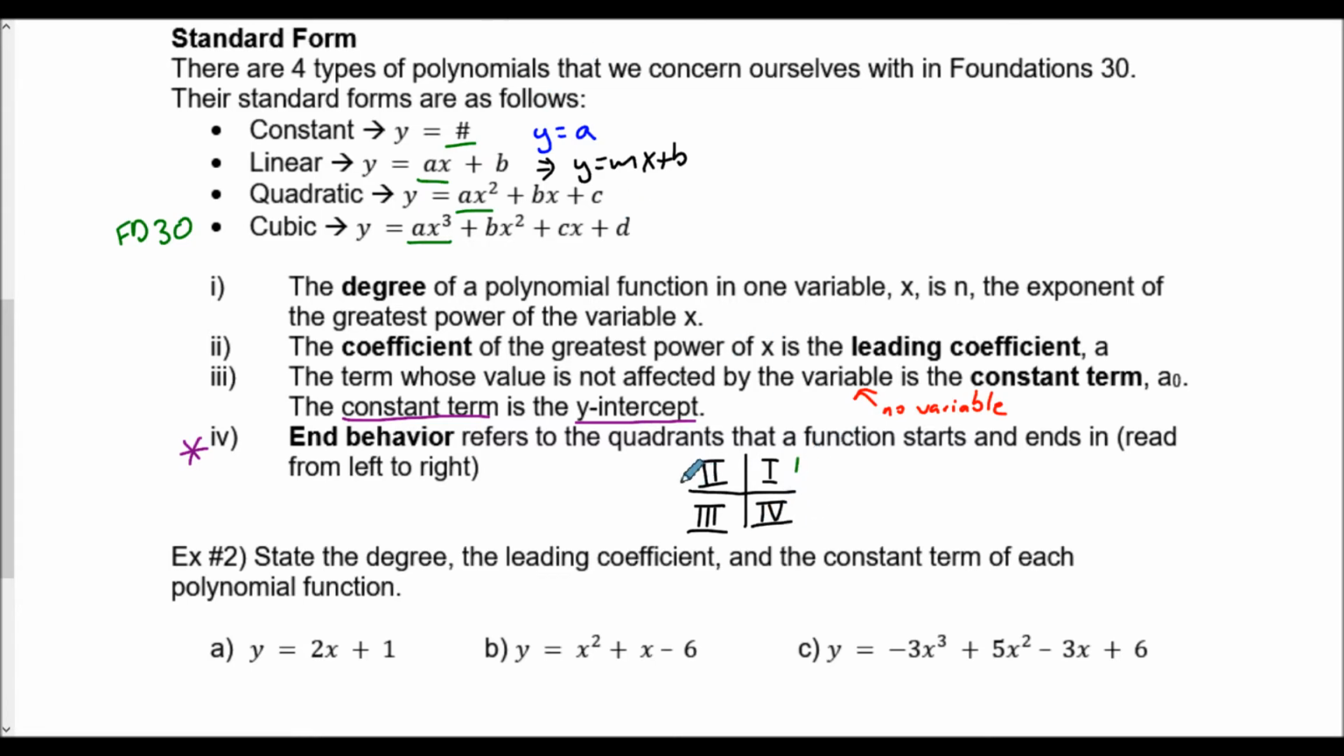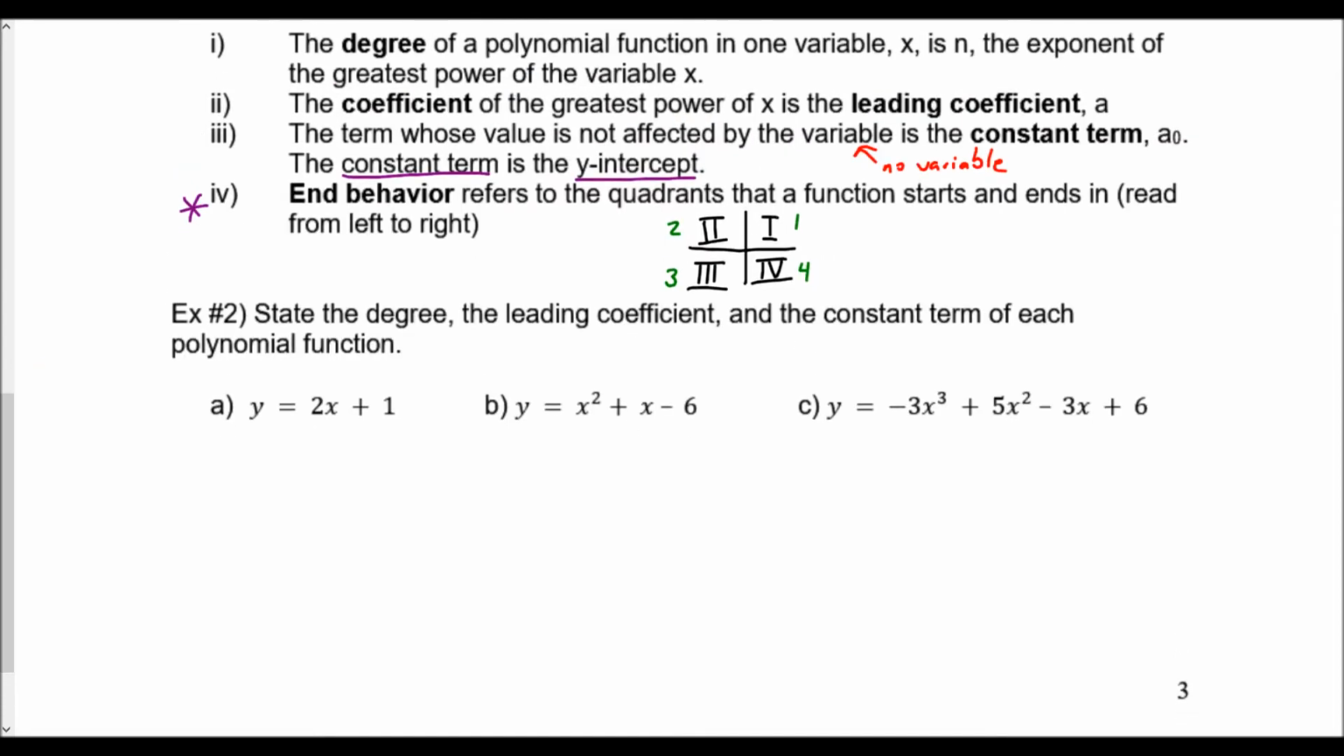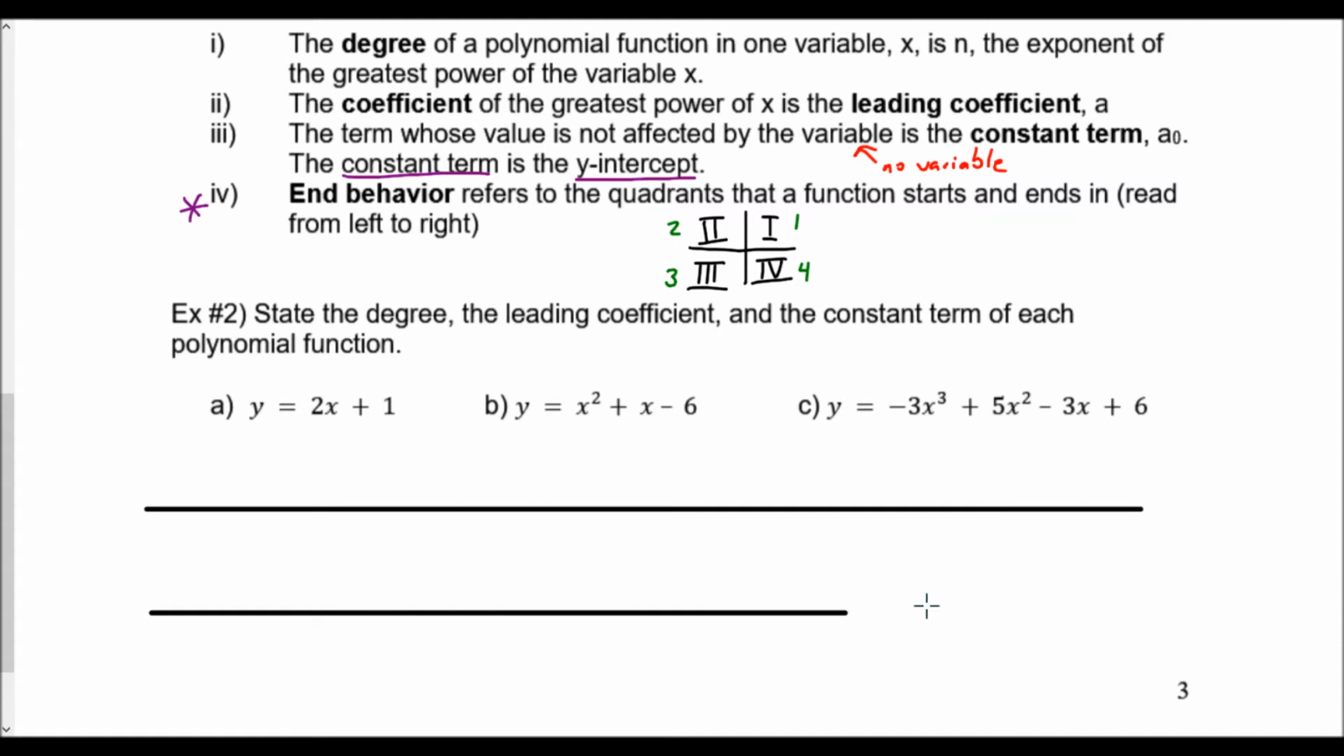Now, of course, I've always been privy to using Roman numerals. I'm fine with you saying 1, 2, 3, 4 as well. Just remembering it does go counterclockwise and starts up in the top right. So here's what we're going to do. We're going to talk about what the degree is, the leading coefficient, constant term, and we'll talk about end behavior when we talk about what their characteristics are. So I'm just going to set up something nice and fancy here. Let's talk about the degree.